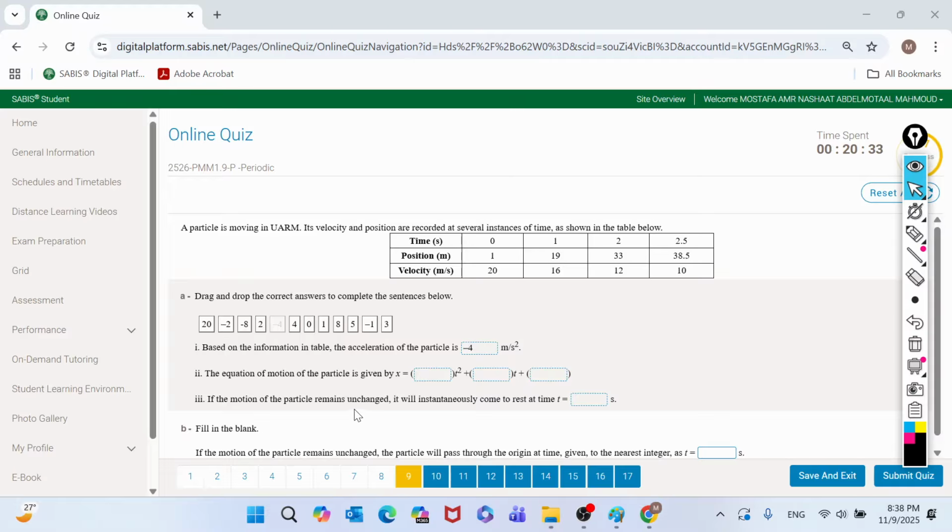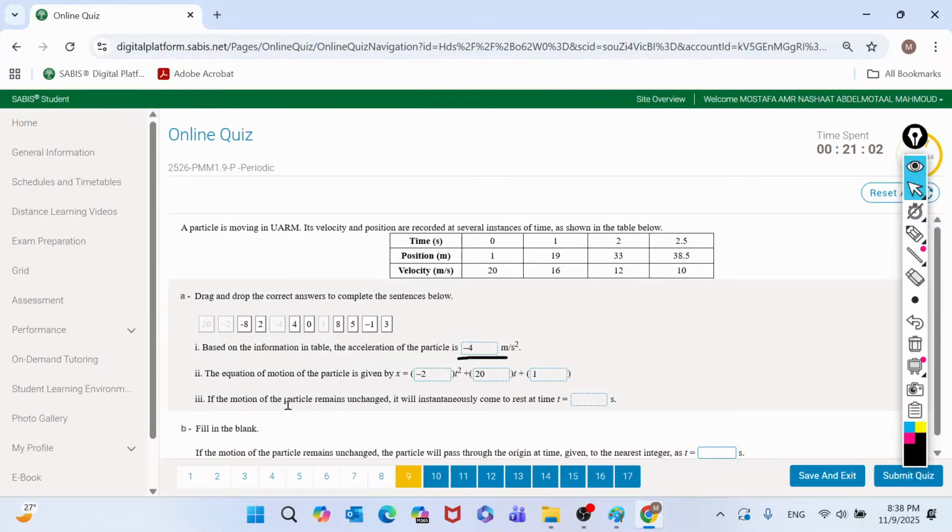Now the equation of motion of the particle is given by x. Okay, so we know that the position is 1 over 2 a t squared. So 1 over 2 times the acceleration. What's 1 over 2 times negative 4? Negative 2. Plus v0t. What's v0? 20. Plus x0. What's x0? 1.